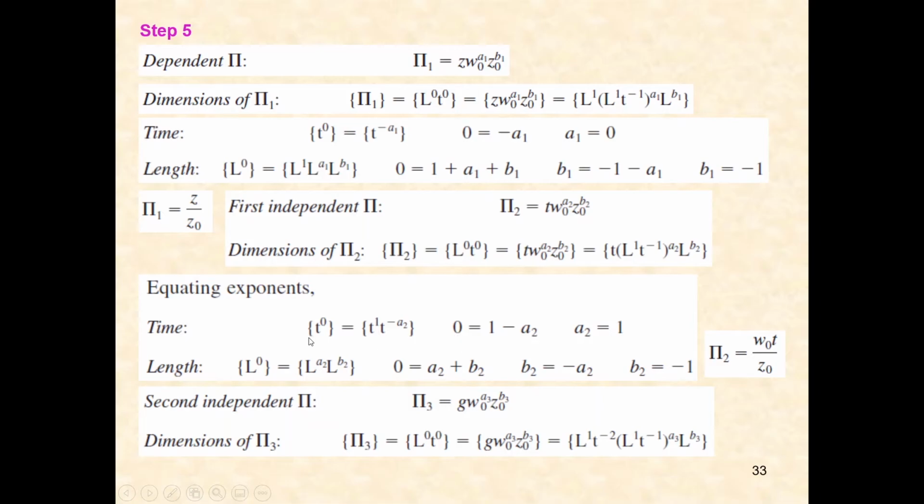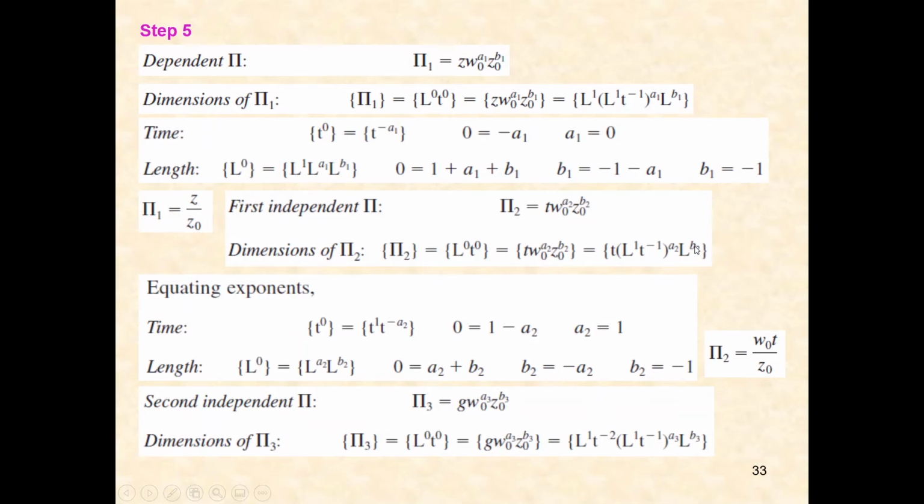From this, we obtain it when we solve the time. We just take all the time with the power. So T to the power of 0 equals T to the power of 1 minus a2, and there's no other T here, so 1 minus a2 becomes 0. From there, we get a. Then we solve the length and get b. So from here, we know that a2 equals 1 and b2 equals minus 1.